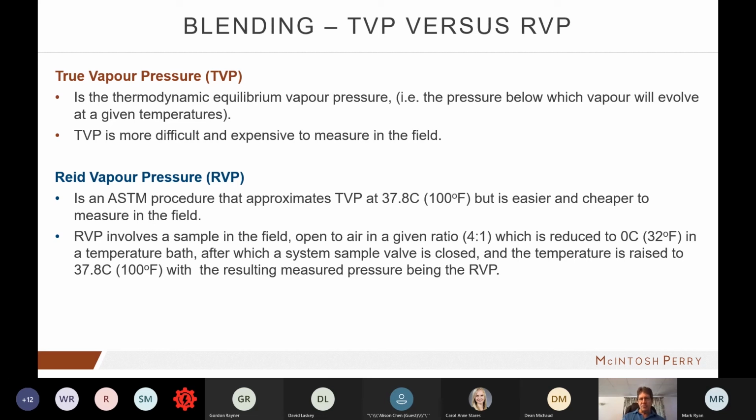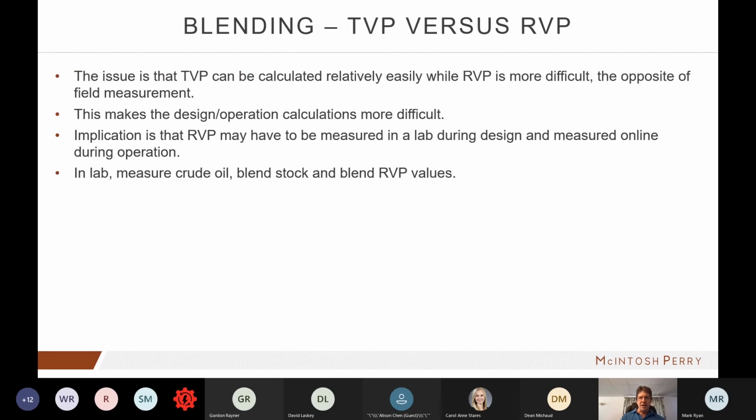But now we have two things. We have true vapor pressure, which is really what we're after, but it's something that's time consuming and expensive in the field. Reid vapor pressure, on the other hand, is less expensive and easier to do in the field. So, are there issues about TVP versus RVP? Yes, TVP can be calculated relatively easily by tools that we would use doing our engineering calculations. And RVP, on the other hand, is more difficult. So it is really the opposite of the measurement that I just mentioned, the field measurement.